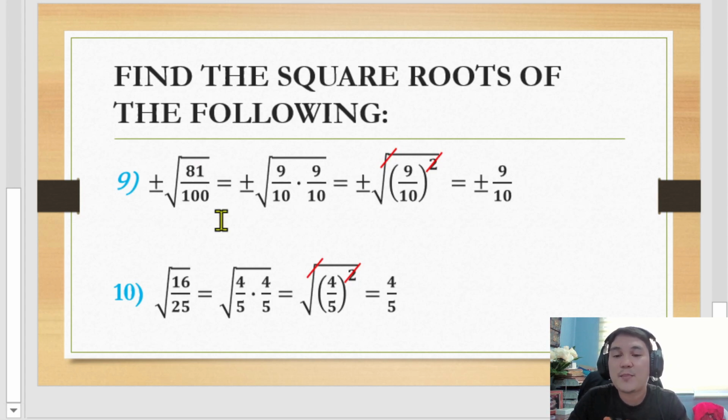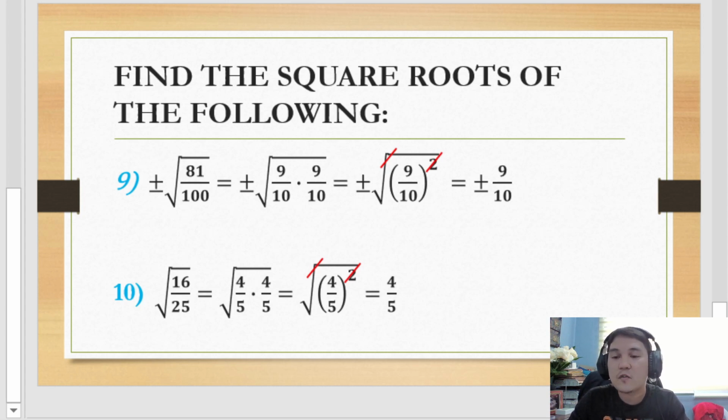Number 9, positive and negative square root of 81 over 100. Or that is positive and negative square root of 81 hundredths. So that is equal to, we copy the positive and negative sign, and then copy the square root sign or the radical sign, and then look for the number that if you're going to multiply it by itself, it will give us 81. So the number is 9, because 9 times 9 gives us 81. And what number, if we are going to multiply it by itself, it will give us 100. So the number is 10, because 10 times 10 gives us 100.